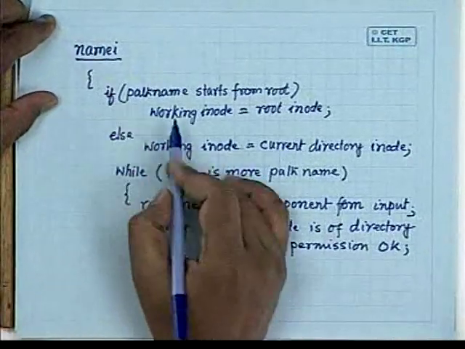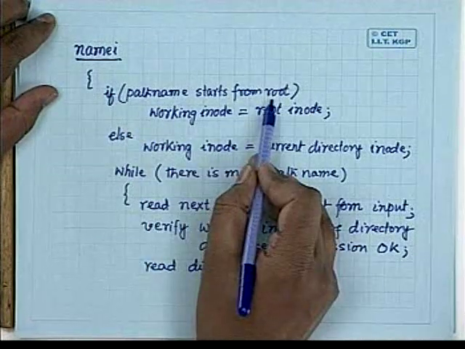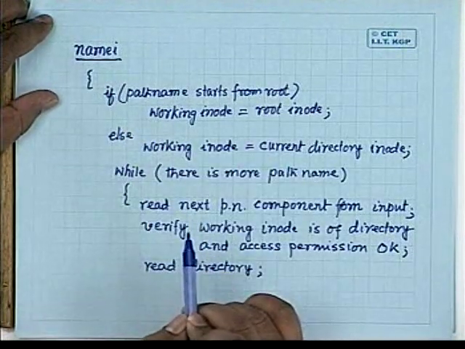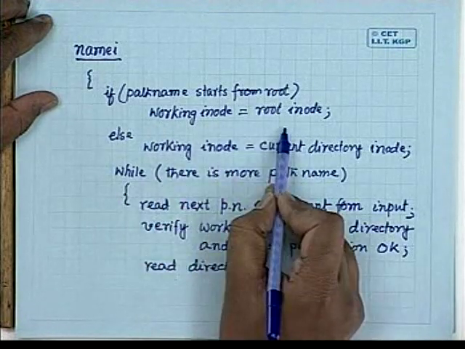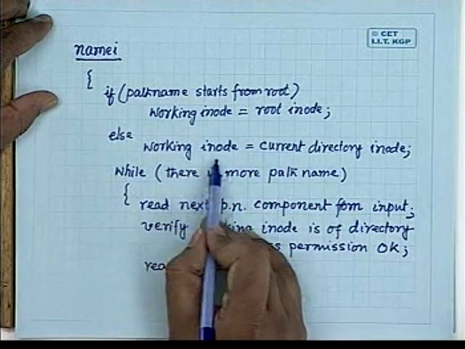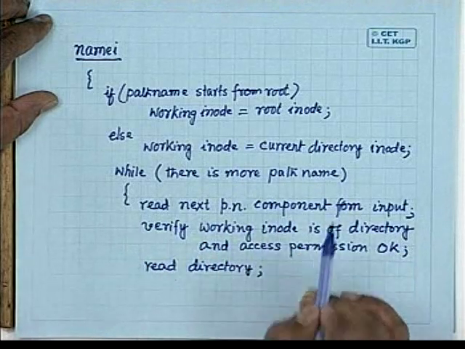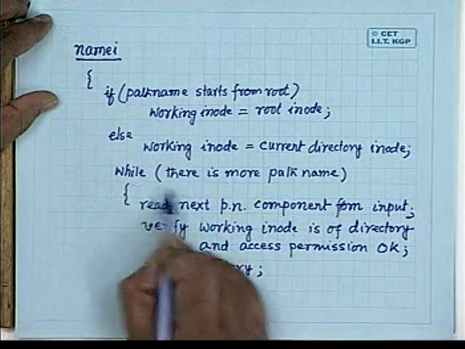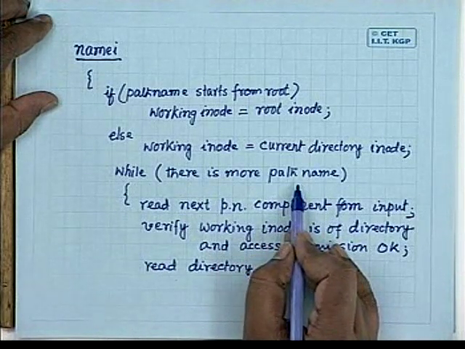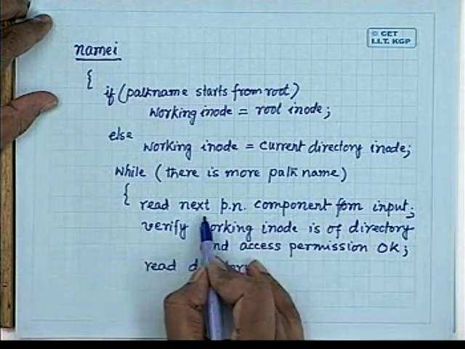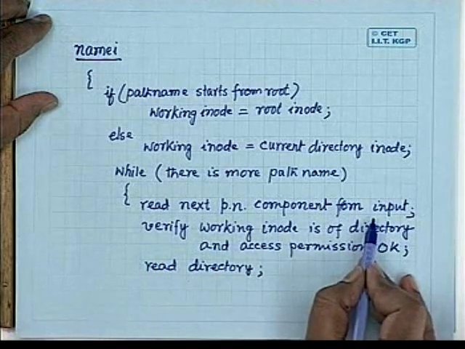So the full algorithm will be like this. First we check whether the path name starts from the root or it starts from the working directory. If the path name starts from the root, then we set working inode equal to root inode. Otherwise, we set working inode equal to current directory. Then, while there are more components in the path name, we have to read the next path name component from the input.